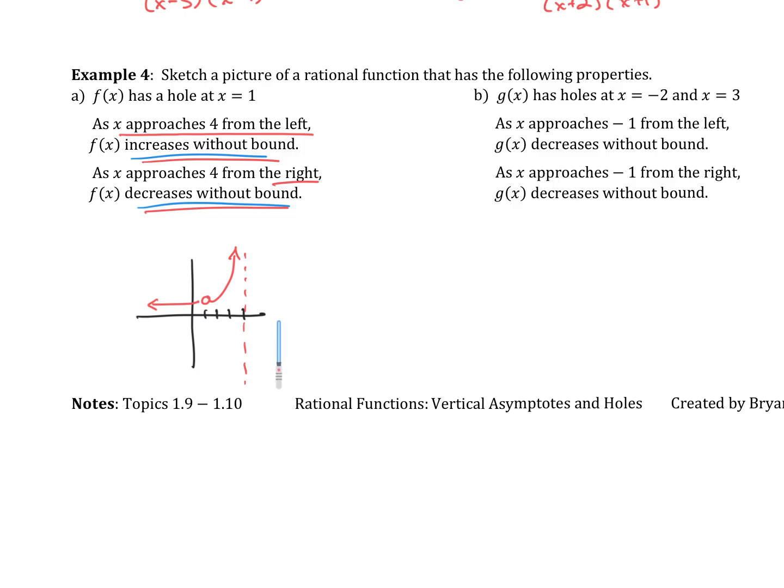So from the right of 4, which way is it going to go? Is it going to go up or is it going to go down? It's going to go down to negative infinity. So some kind of graph that looks like that. All right, so let's look at part B now.